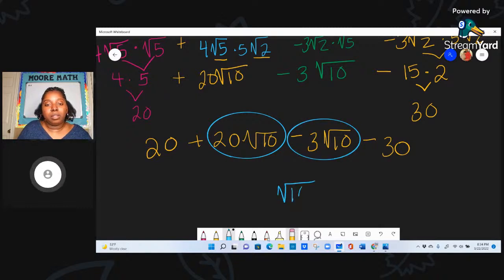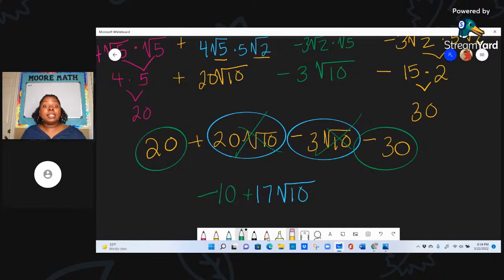10. Do a square root of 10 and then 17. Good. And what else can I combine now? The 20 and the 30. Good. And what did you get? -10. Okay. Is that what you had? Yes, ma'am. Yay! You got it.